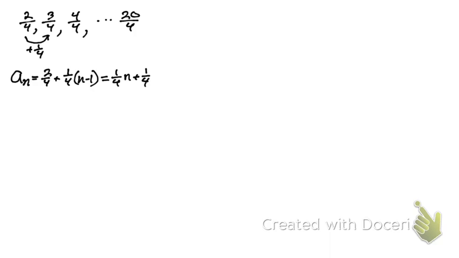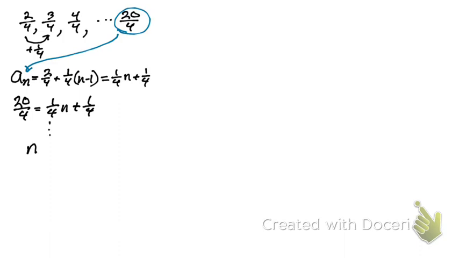So we're going to take that 20 divided by 4, and we're going to plug it in there. And we're going to have 20 divided by 4 equals 1/4 n plus 1/4. If you actually do this math yoga stuff, you're going to come up with n equals 19. What that n tells you is how far out that is. This is our 19th term. That means our very last term is number 19, which means there are 19 terms in this sequence.